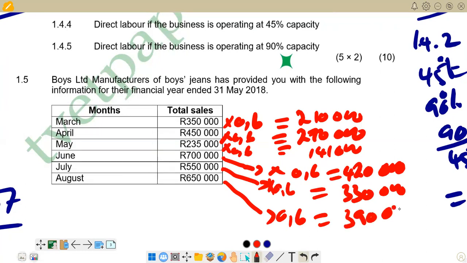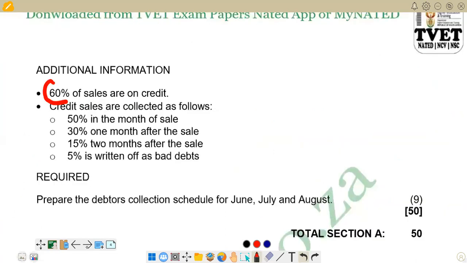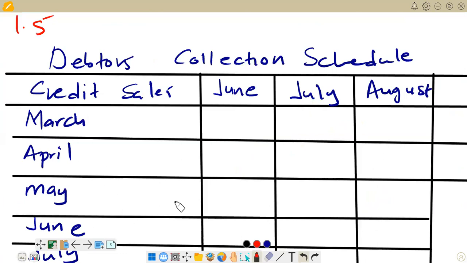So these are the figures that we are going to put in the data collection schedule, representing the credit sales for this month, from March to August. So we go to our data collection schedule and fill in those credit sales that we have calculated there. So this is our data collection schedule.